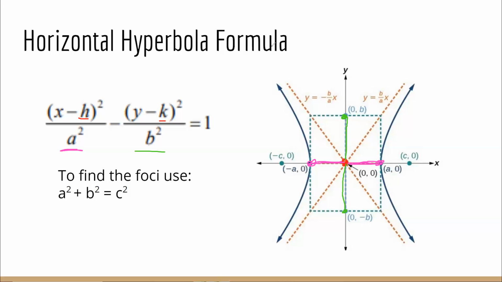Then once you have those 5 points, the one in red, the two in purple, and the two in green, what you would do is make a box, like a dotted line that hits all 4 of those points other than the center. And once you have this box, you can find your asymptotes by drawing a diagonal line through the corners of the box.